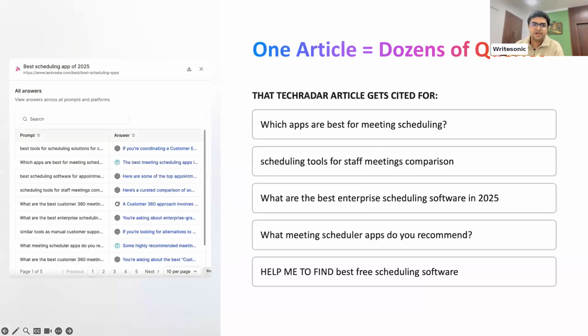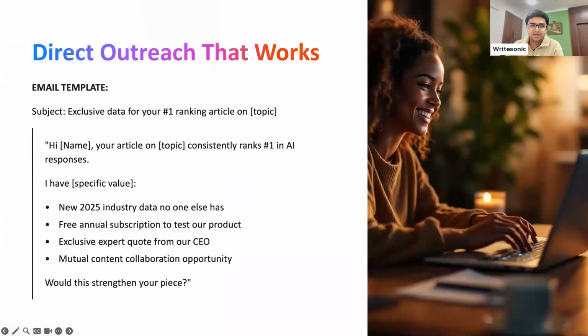So what you need to do is reach out to this TechRadar article's author, whoever wrote it, and give them something in return, saying, hey, you mentioned our competitor. We have this data that we can share with you, or we can offer you a free annual subscription of our platform, or give you an expert quote from our leadership. So you offer something in return, and you do an outreach to them, asking, hey, you mentioned our competitors. Can you also mention us here? That's all you need to do. It's similar to backlink outreach, but you are doing it for websites which are already being cited, where competitors are mentioned and you are not.